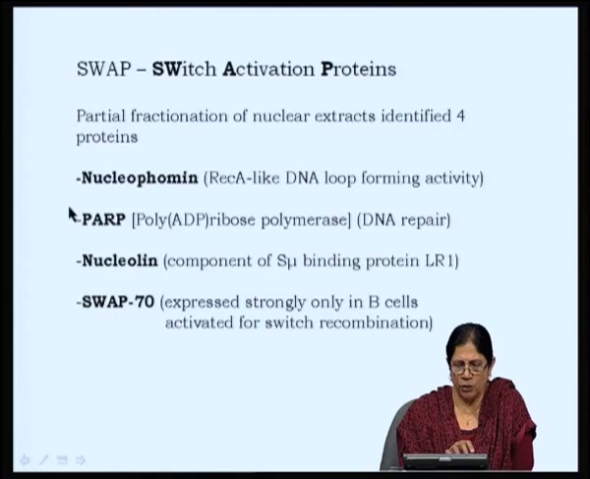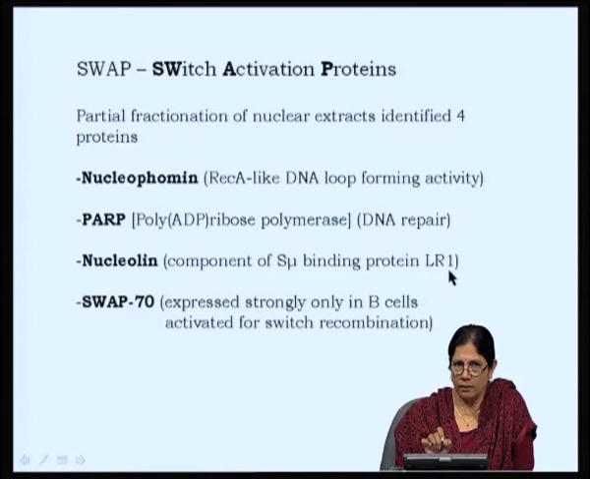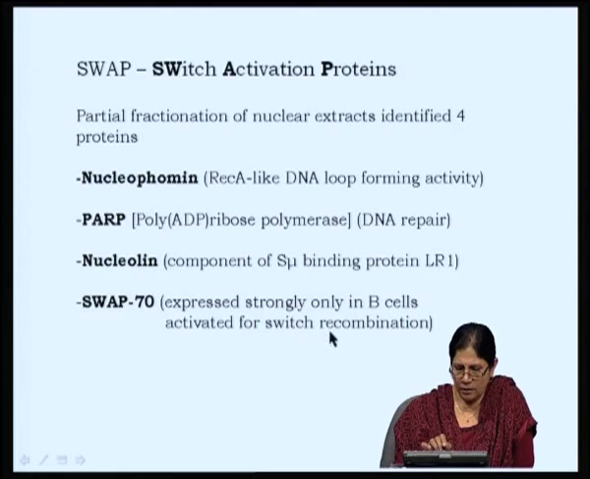The 4 proteins are nucleophosmin, which has RecA-like DNA loop forming activity; PARP, which is a polymerase required for DNA repair, so PARP is poly ADP ribose polymerase; nucleolin, a component of the S mu binding protein LR1, which we referred to in the previous slide; and SWAP70, which is expressed strongly only in B cells and is involved in switch recombination.